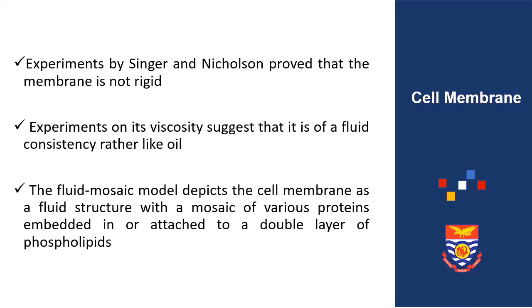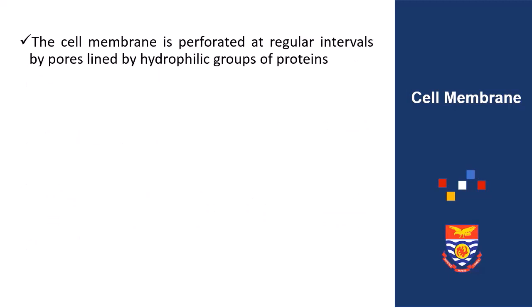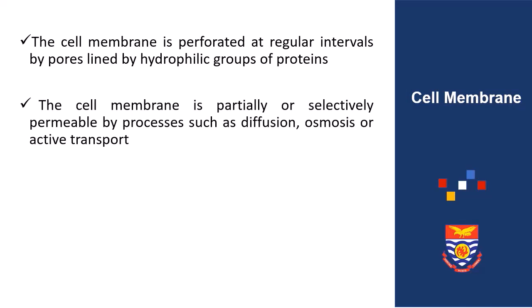So according to them, the fluid mosaic model depicts the cell membrane as a fluid structure with a mosaic of various proteins embedded in it or attached to a double layer of phospholipids. The cell membrane is known to be perforated at regular intervals by pores lined by hydrophilic groups of proteins. Also, the cell membrane is partially or selectively permeable, by processes such as diffusion, osmosis, and active transport.